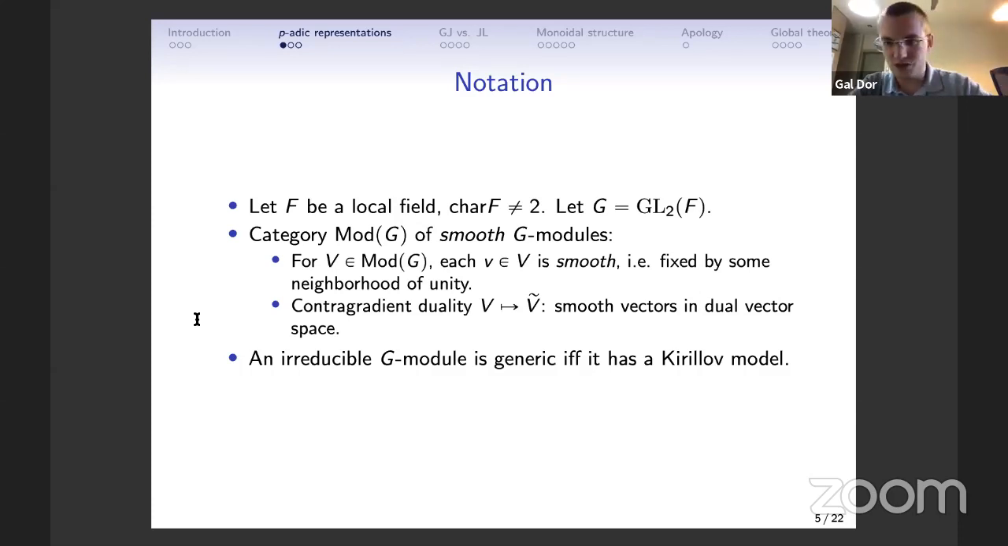One more piece of notation is that a G-module for GL2(F) is called generic if it has a Kirillov or a Whittaker model. Basically, that's for an irreducible representation. What this means is that the representation can be embedded in some space of functions that is equivariant with respect to some unipotent subgroup. The details will probably pop out naturally during the rest of this lecture, so I won't go into the definition itself right now, but it should mean something to you, so that we have some fixed language and you know what I mean when I say generic representation.